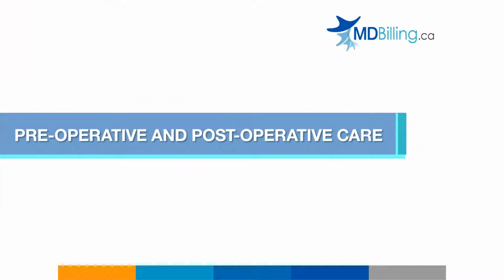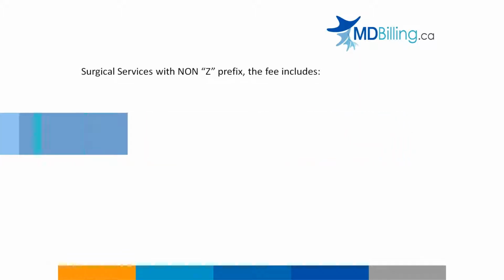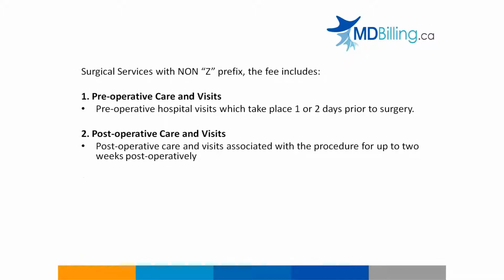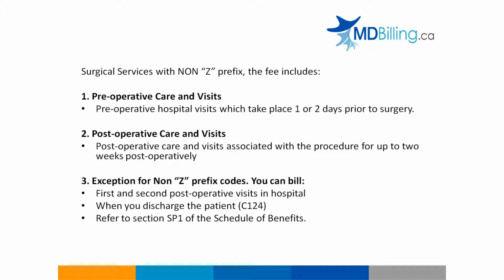For surgical codes that do not have a Z prefix, the service fee includes routine subsequent hospital visits occurring 1 or 2 days prior to surgery and within 2 weeks after the surgery. However, there is an exception: you can bill the first and second post-operative hospital visits, and you can also bill the discharge if you are the MRP.